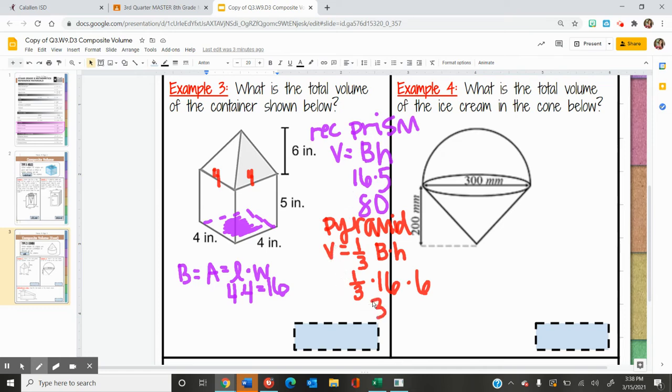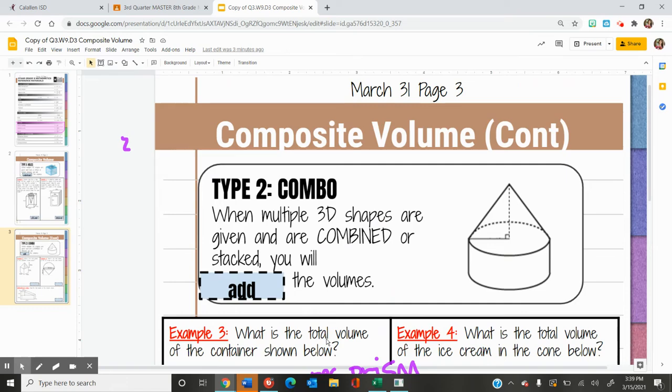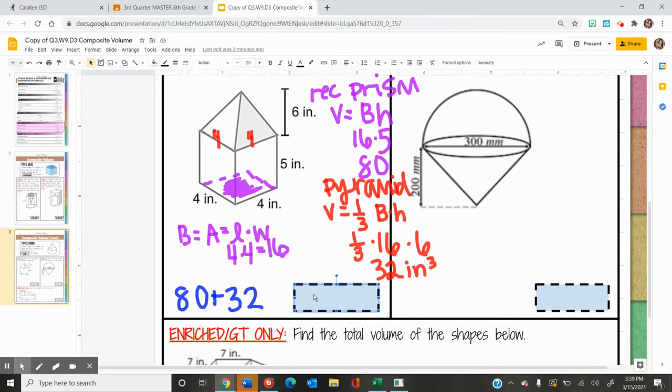So here, my pyramid is 32 inches cubed. Now, since this is a combo, I want to add both of them together. So I'm going to take 80 plus 32, and when I do that, I get 112. So the volume of the container would be 112 inches cubed.